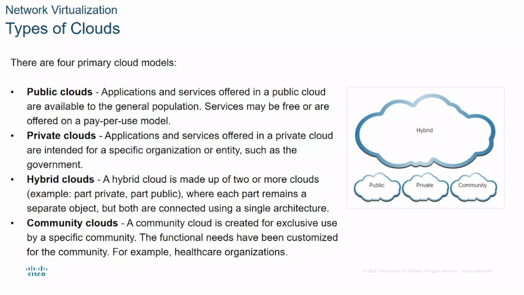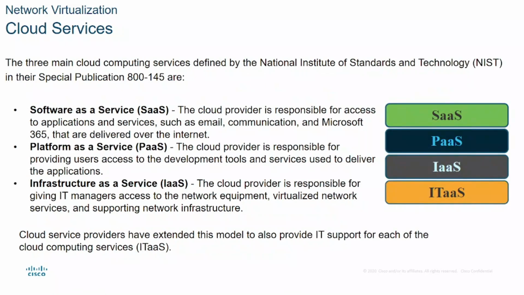Then we have hybrid cloud. So hybrid cloud is made up of two or more clouds. So it could be private, it could be public. All right, parts could be private, parts could be public, where each part remains a separate object, but both are connected using a single architecture. Then there's community cloud. A community cloud is created for exclusive use by a specific community. So the functional needs have been customized for the community, for example, healthcare organizations.